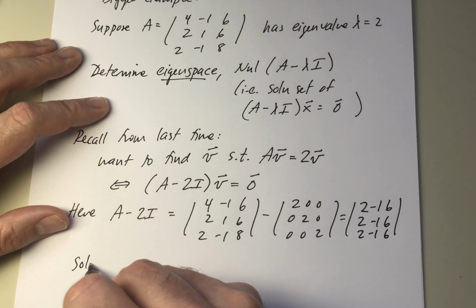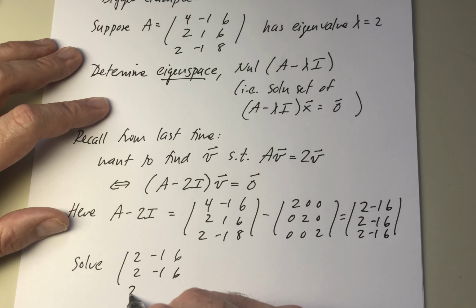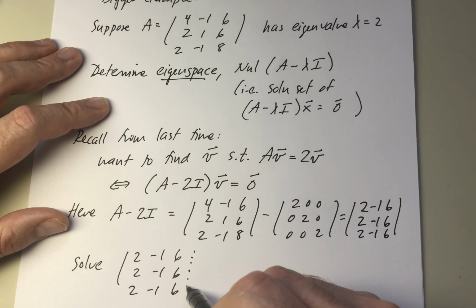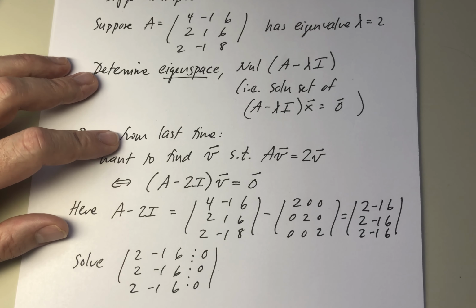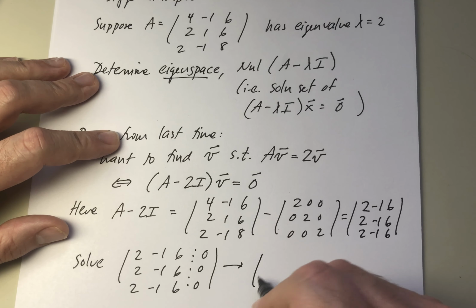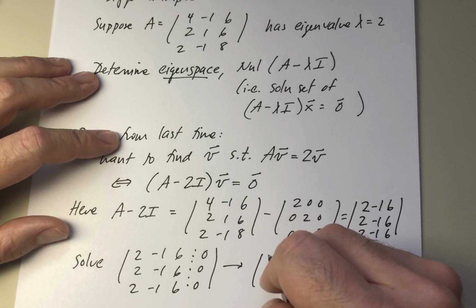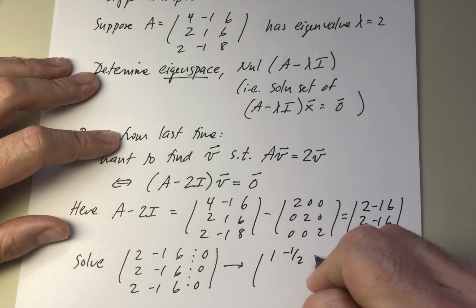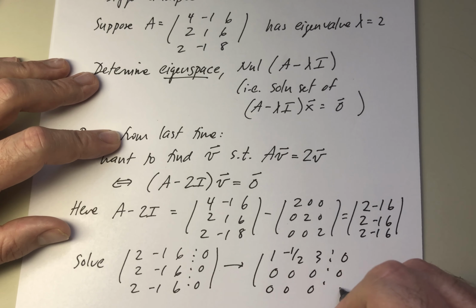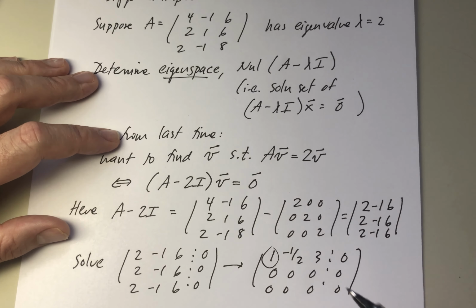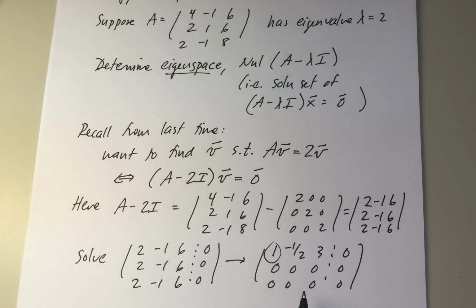Now I'm going to solve the system with rows 2, minus 1, 6; 2, minus 1, 6; 2, minus 1, 6. It's homogeneous, so I don't need to put the zeros in, but let's put them. Now let's row reduce this. The second and third rows are just multiples of the first. Let me scale the first by 1/2. This will be 1, minus 1/2, 3, 0, and then a bunch of zeros, which clear when I clear below this single pivot. So what this is saying is I have 2 free variables.